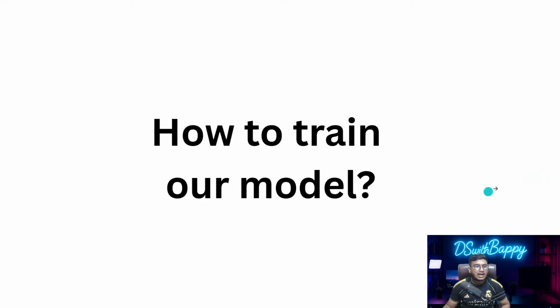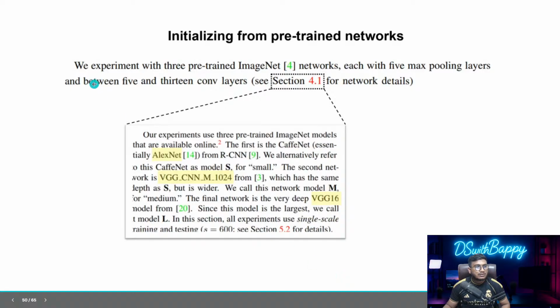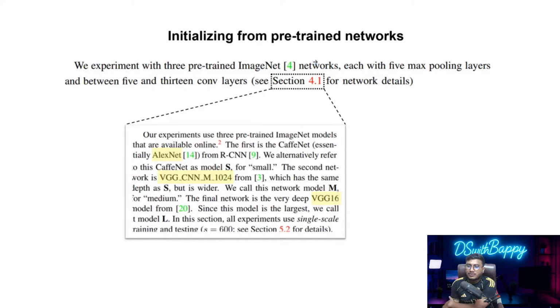Now let's try to understand how to train our model. They already proposed in the paper, initiating from pre-trained networks. That means you have to take the pre-trained networks. We experimented with 3 pre-trained ImageNet networks, each with 5 max pooling layers and between 5 and 13 conv layers. Okay, see section 4.1 if you check the paper of this Fast RCNN. They have mentioned our experiment used 3 pre-trained ImageNet models that are available online.